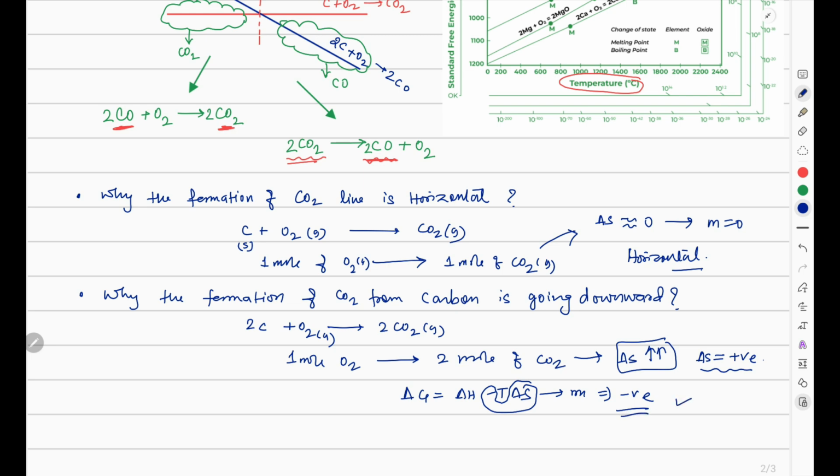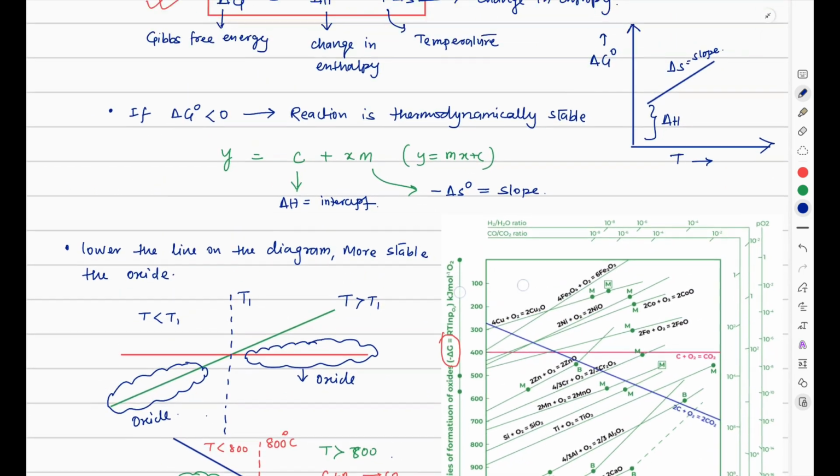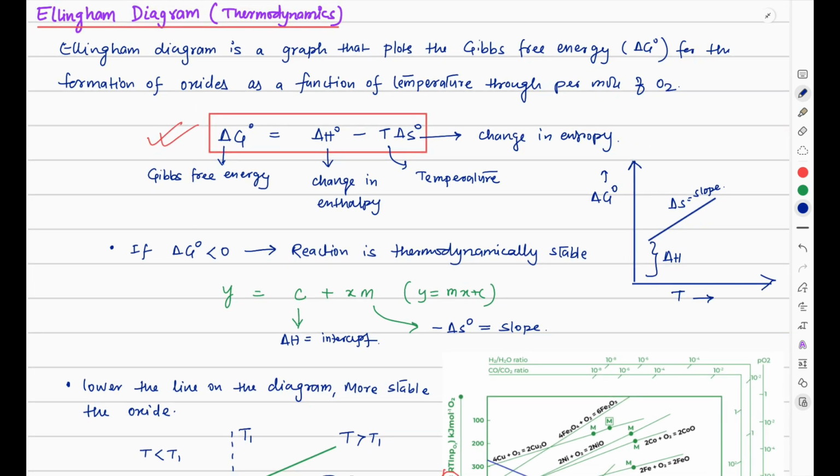So now we have understood all the concepts related to the Ellingham diagram. Now we will solve the previous year questions.